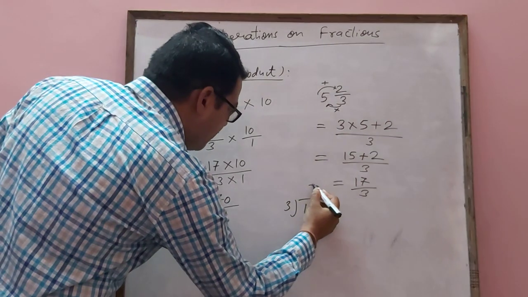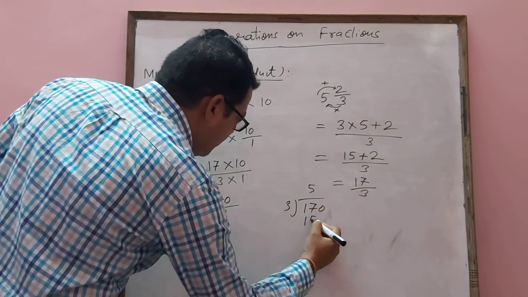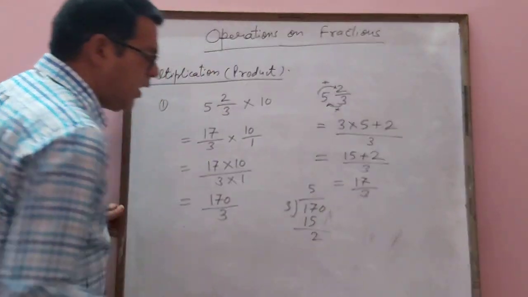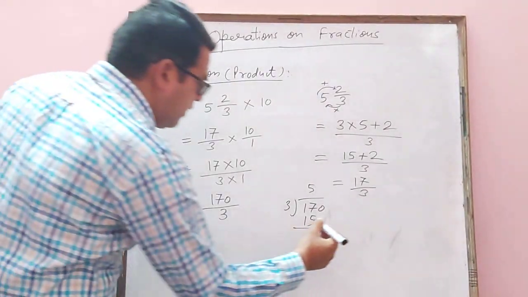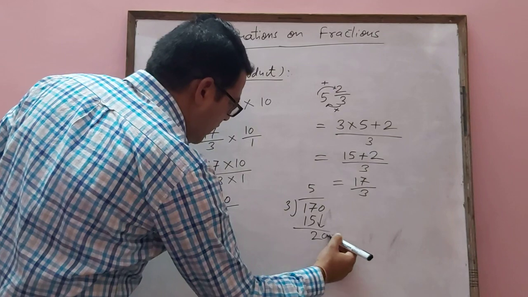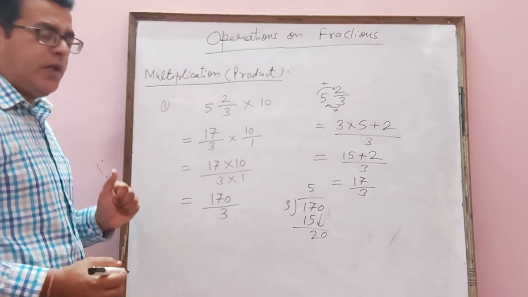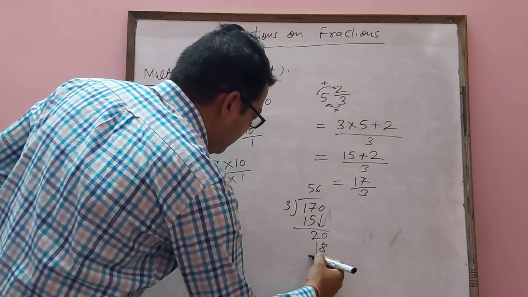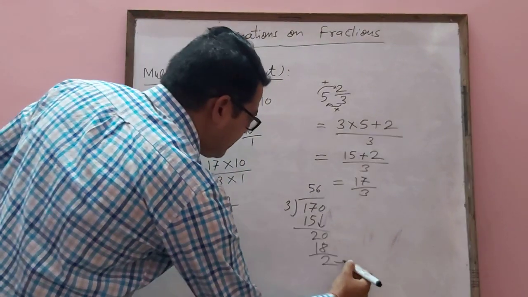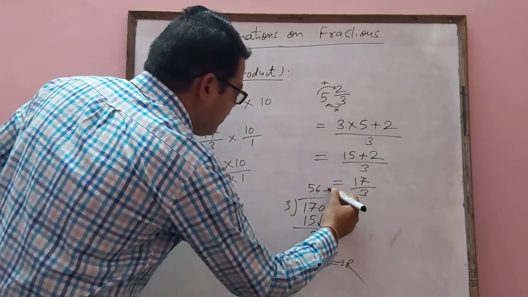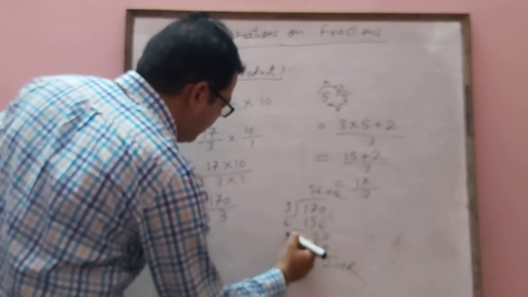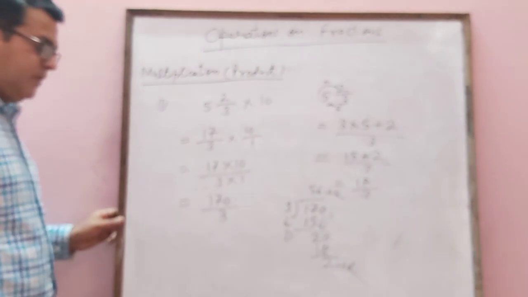So 3 fives are 15, right? After subtraction we'll get 2 here. Now we will shift this 0 here. Now it becomes 20. Now how many times? 3 sixes are 18. So 2 is the remainder. This 56 is the quotient and this is the divisor.